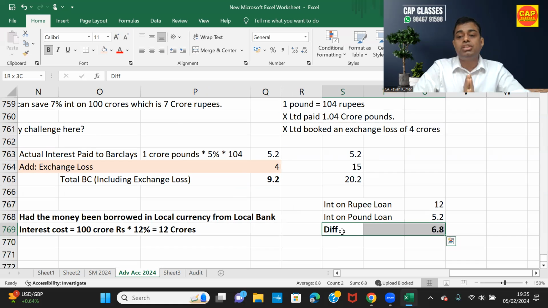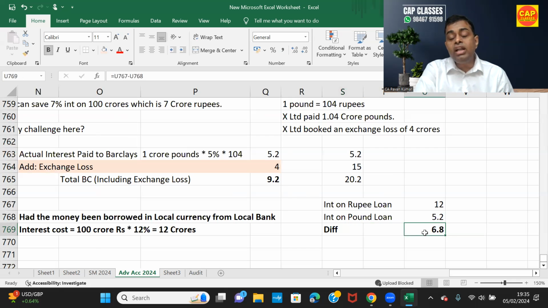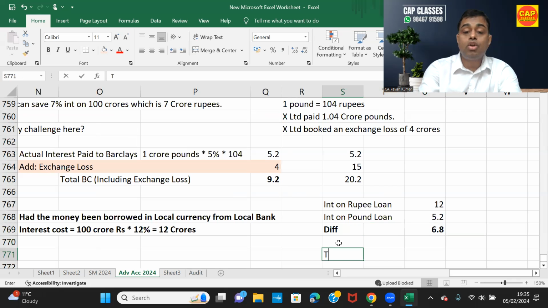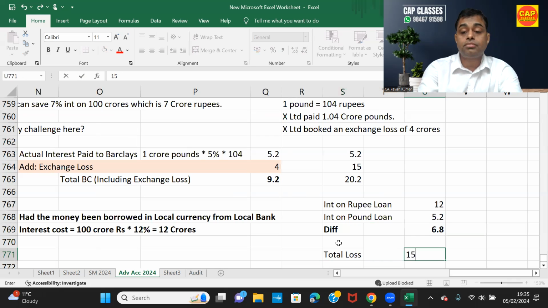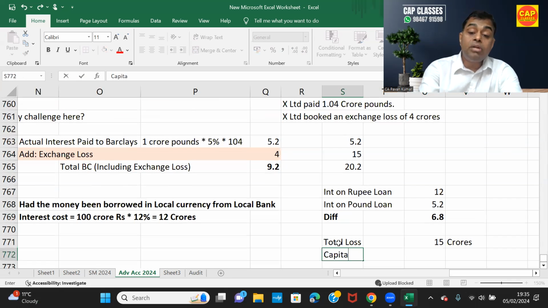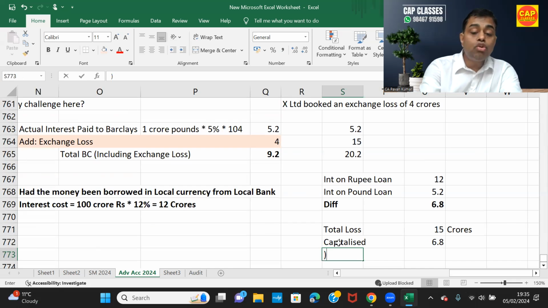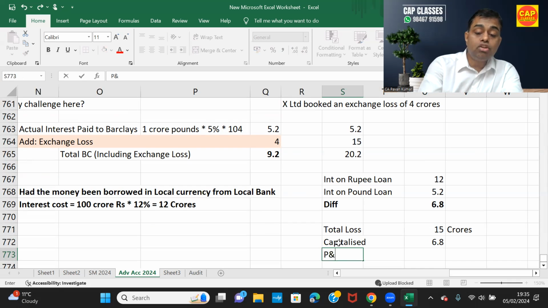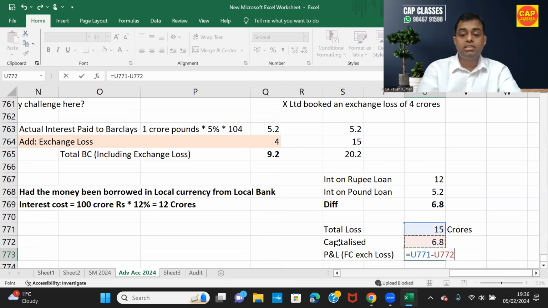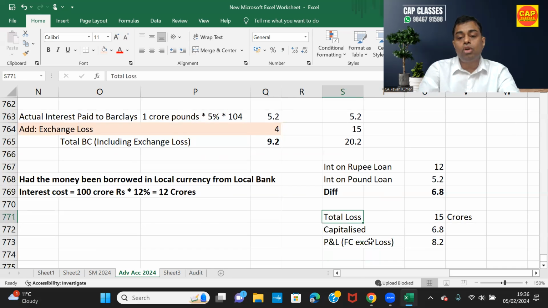I lost money in foreign currency exchange. Then ICAI says, okay, 6.8. To the extent of 6.8, I will allow you. But you lost 15. So 6.8 can be capitalized, and see, total loss 15 crores. How much can be capitalized? 6.8. How much to be charged to P&L as foreign currency exchange loss? This minus this. This is the accounting treatment of your total loss.